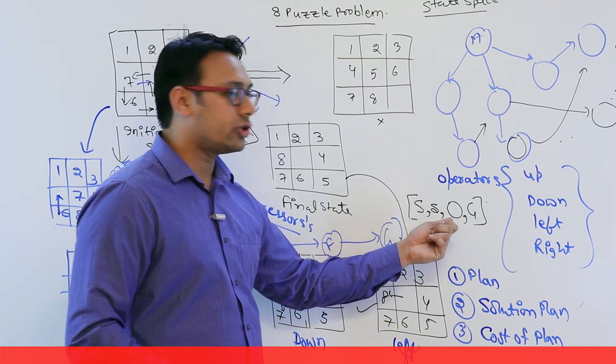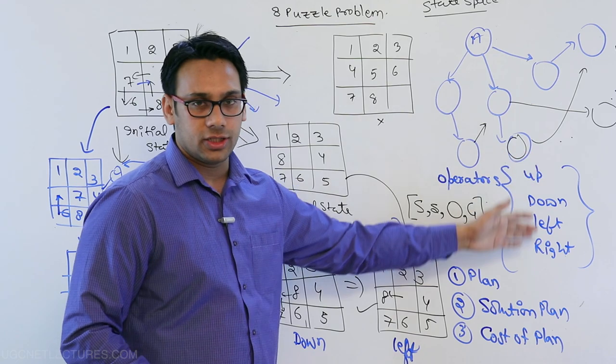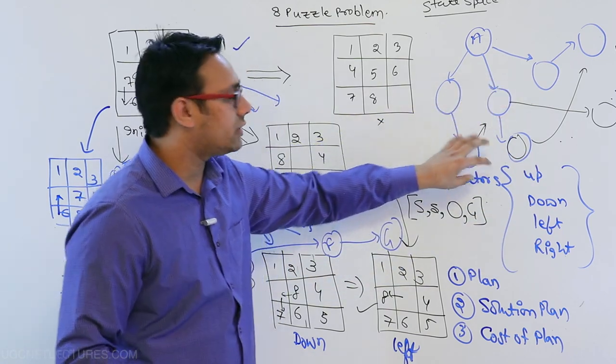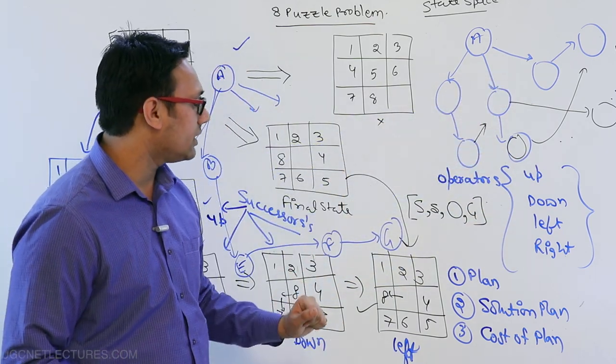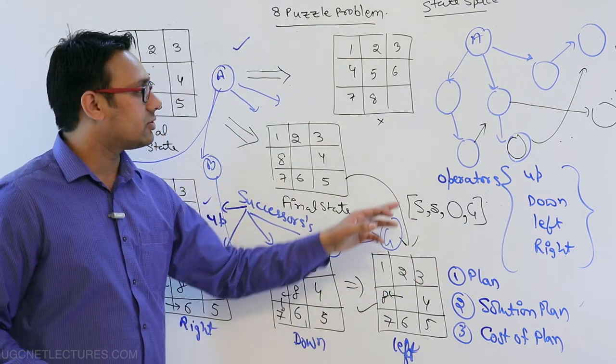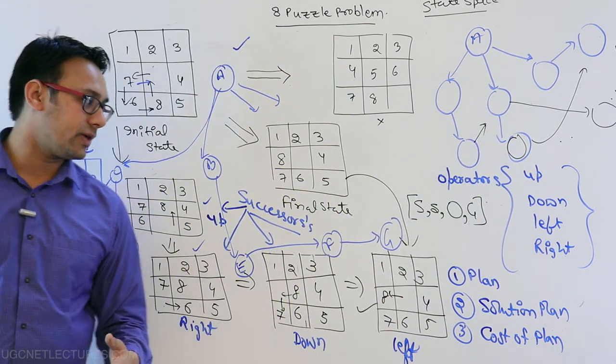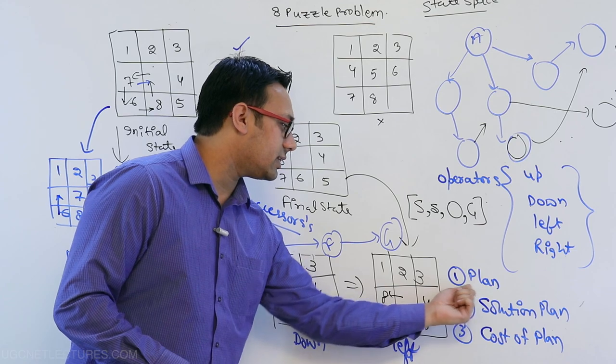And this O is showing the operators. So what are the operators present? Up, down, left, right. According to these operators, we are moving from one state to the next state. And then we have a goal state. For example, here this is representing a goal state. So in this graph also, there's something which will be representing a goal state, right?